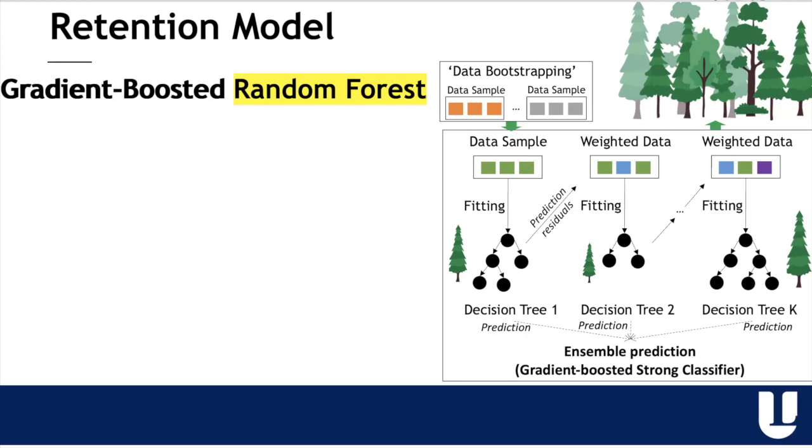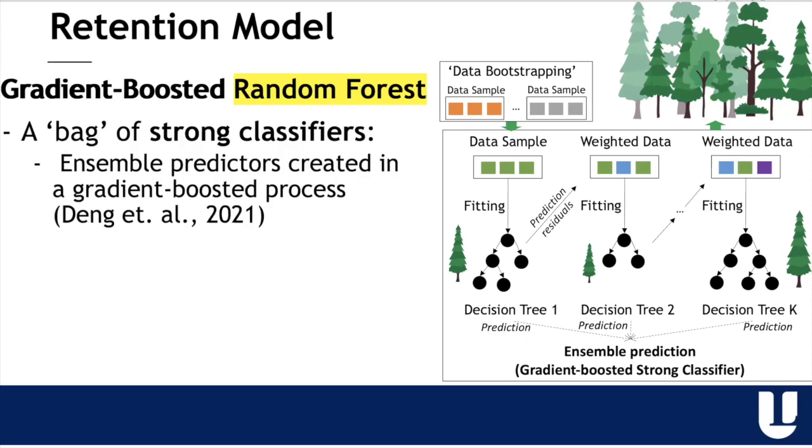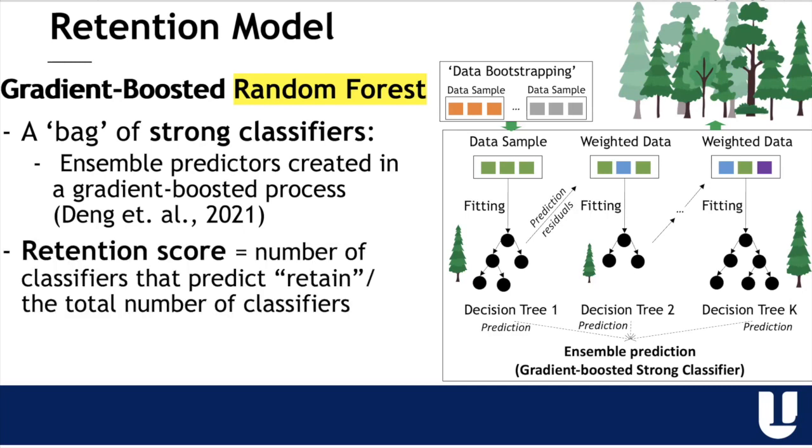To consistently make accurate predictions, all bootstrapped data samples will be used. So, gradient-boosted random forest is a combination of many strong classifiers. Each strong classifier is produced by a series of gradient-boosted trees. Using this model, we can calculate a student's retention score by simply counting among all the classifiers how many predicted that the student would retain. For details about the model, please search gradient-boosted classification to learn more.